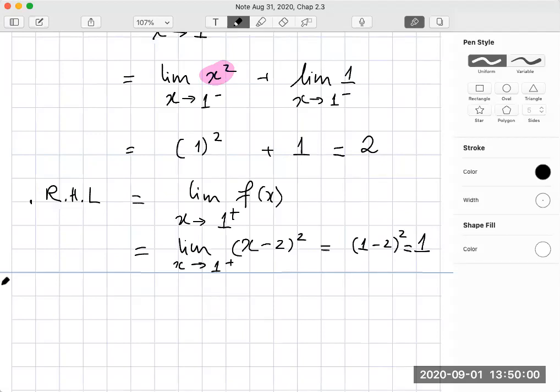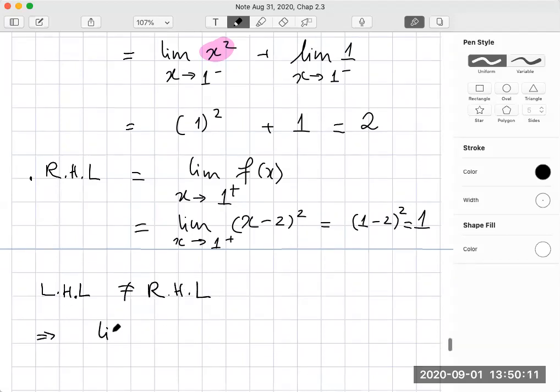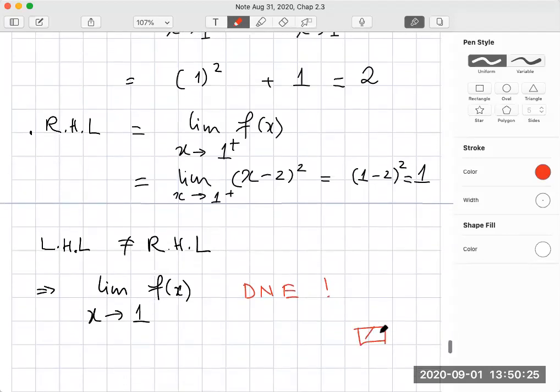We see that the left-hand limit is not equal to the right-hand limit. Therefore, the limit of f of x when x approaches 1 does not exist. Okay? Is there any question? Very good.